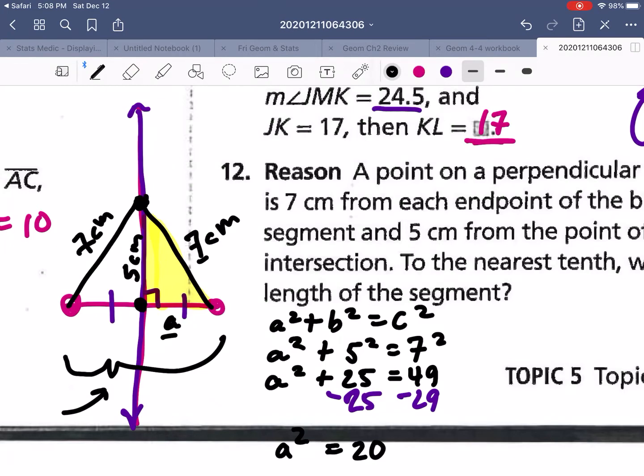But we don't want to know what A squared is. We want to know what A is. So A has to be the square root of 20, and it says round to the nearest tenth. So let's see. We're going to pull up a calculator. Oh no, I don't have a calculator laying around. Hold on one second. Let me get that. Online calculator.